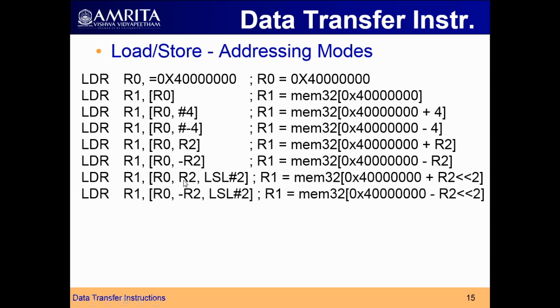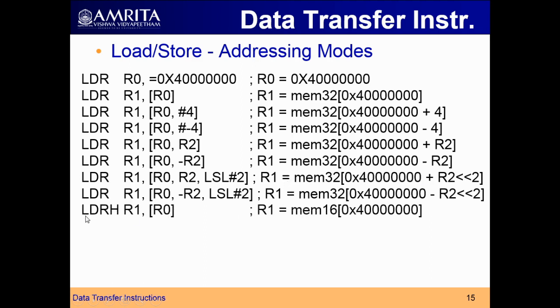Then here, instead of plus R2, I am writing minus R2. So the only difference is that the scaled offset will be subtracted from the base address. Base address minus R2 left shifted by 2. Here it was base address plus R2 left shifted by 2. And from that address, data will be loaded onto R1.